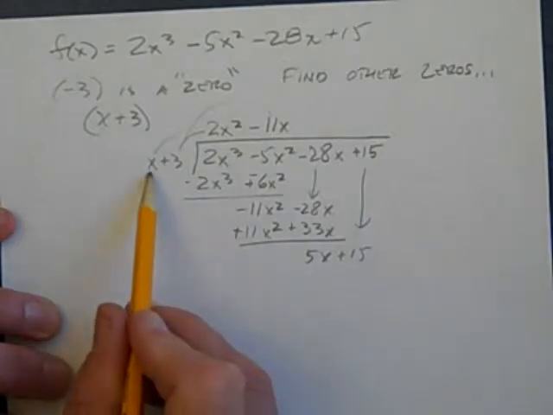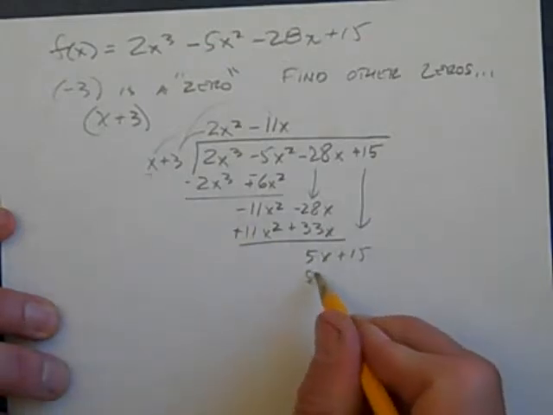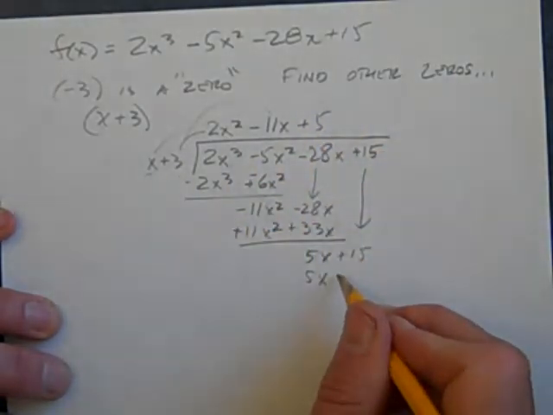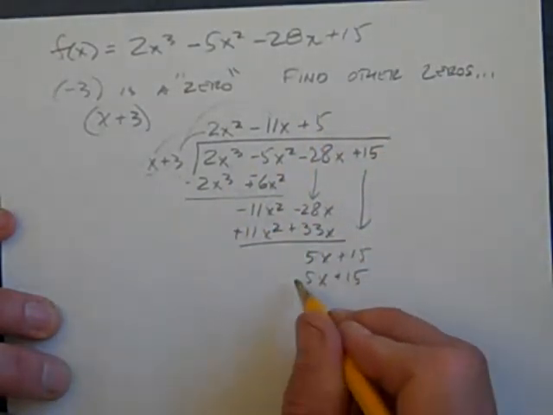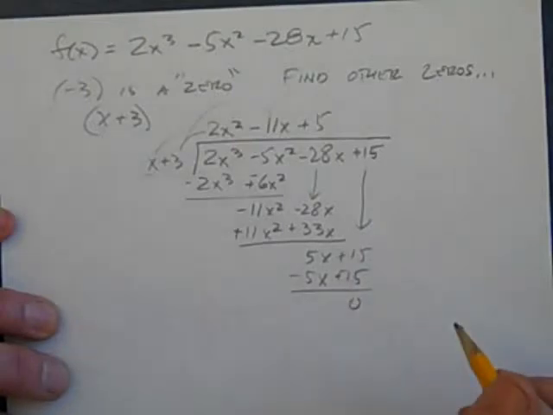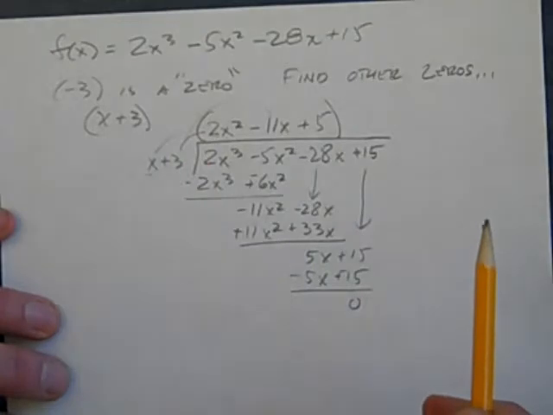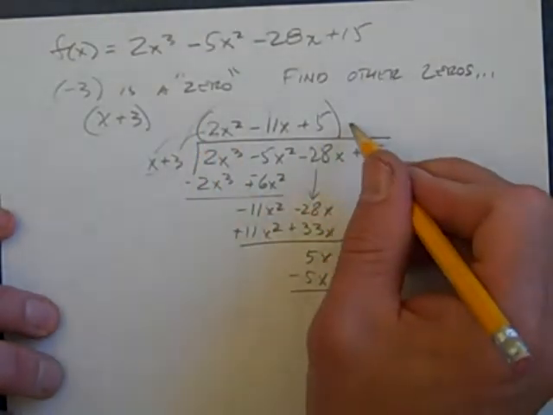And you'll see now I multiply x by 5 to give me 5x. When I multiply that times 3, I get plus 15. And when I change the signs and add, I get 0. So this is what multiplies by x plus 3. Okay, I can then take this and I can factor this.